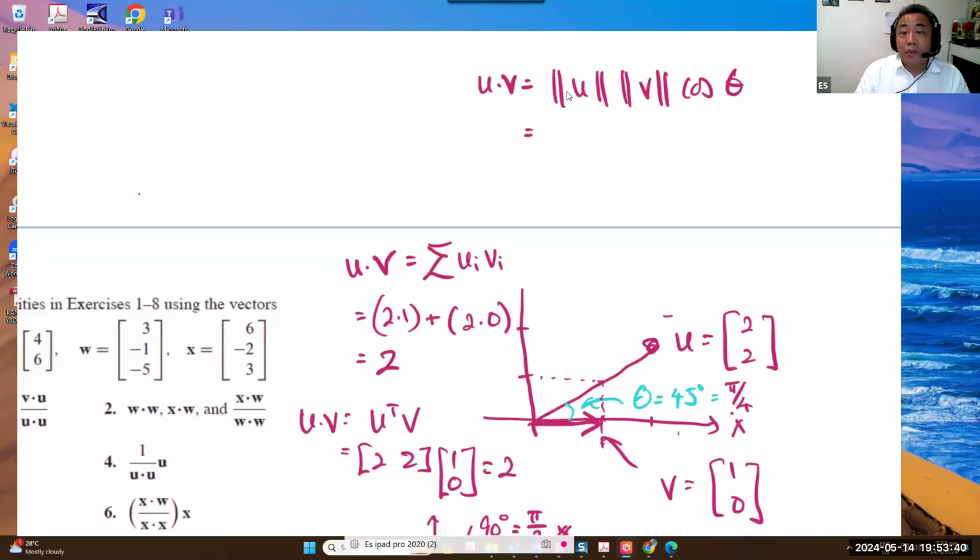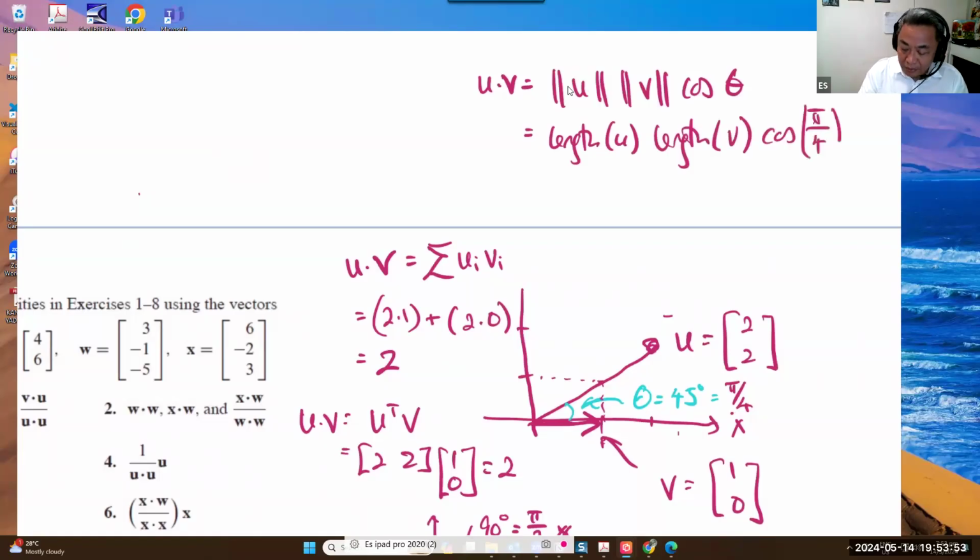All right, so what is the dot product of u and v, guys? It is the length of u multiplied by the length of v times cosine, then we put in pi by 4. All right, what is the length of u? It is the Pythagoras theorem. We go 2 squares along the x-axis, then up by 2 squares. So the two sides squared, and then we square root. So this is the length of u.